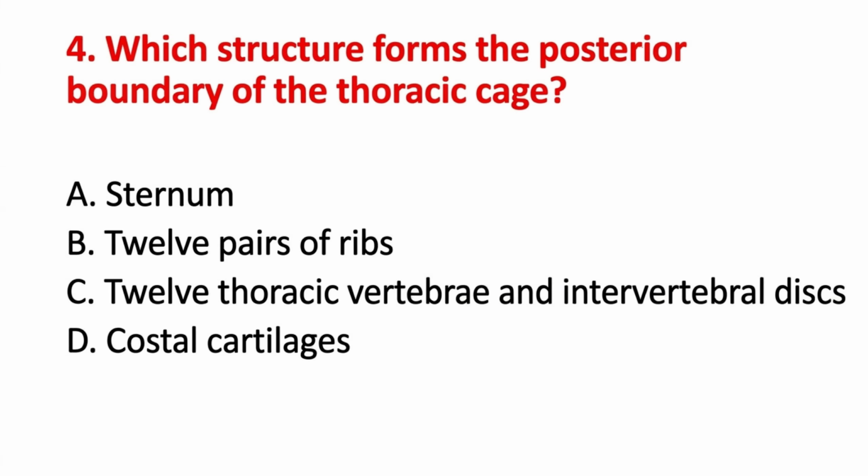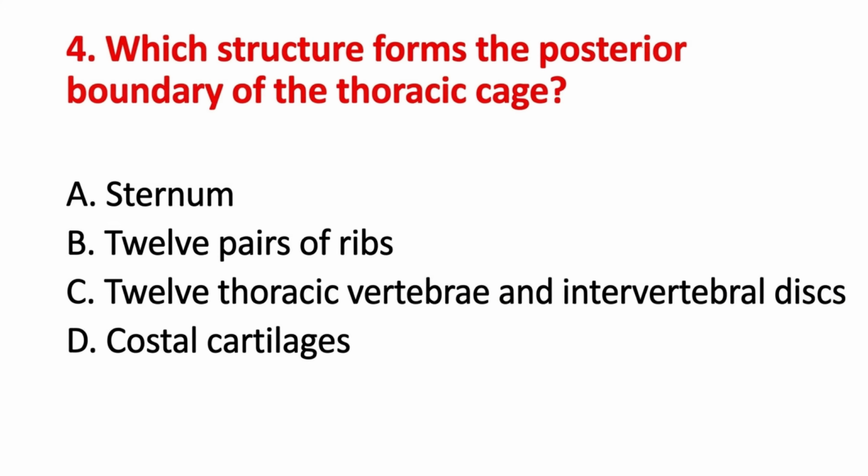Question 4 reads, which structure forms the posterior boundary of the thoracic cage? A. Sternum. B. 12 pairs of ribs. C. 12 thoracic vertebrae and intervertebral discs. D. Costal cartilages. Take 5 seconds to choose your answer.